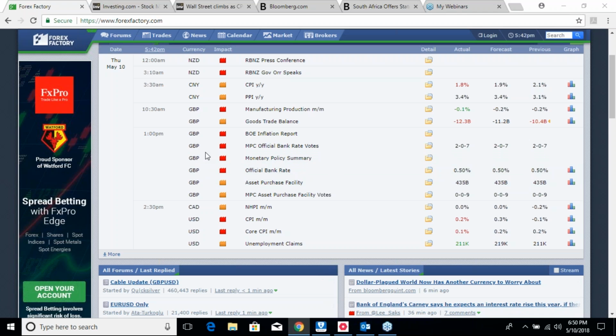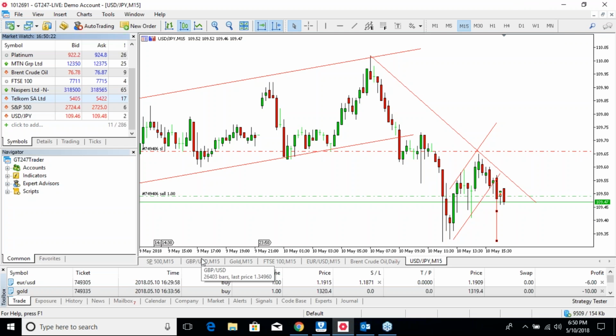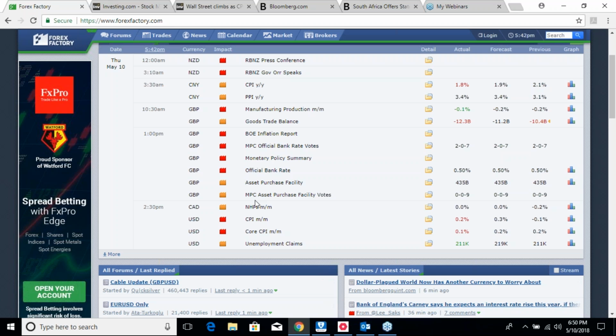So let's say I was trading today, I would not have traded the GBP/USD or FTSE until after 1 o'clock, and then I would not have traded the S&P 500, gold, Euro USD, and Brent until, what time was the announcement? Until 2:30. At least then I understand what the movement of the markets is, and then I would react accordingly.